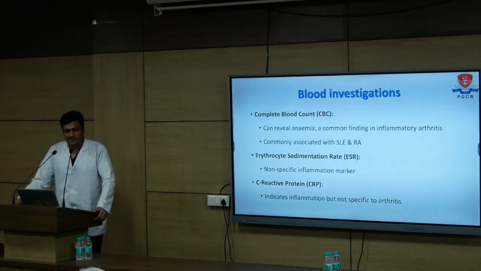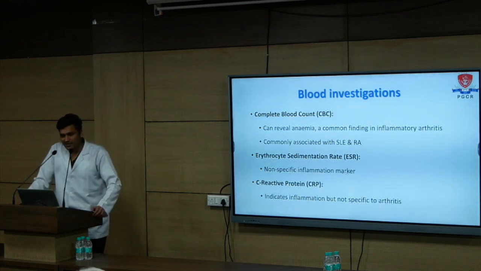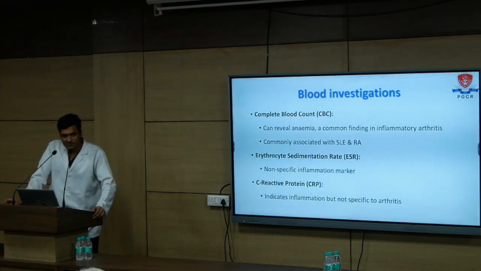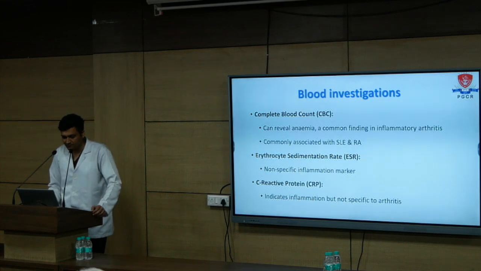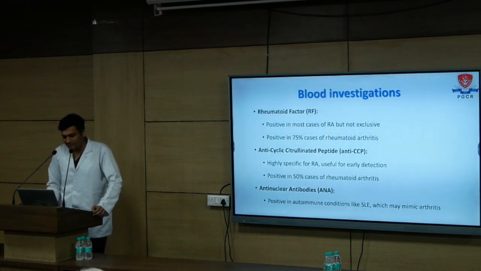Now coming to blood investigations, we will start with some basic common blood investigations such as CBC to reveal anemia, which is commonly associated with SLE and rheumatoid arthritis. There are inflammatory markers such as ESR and CRP which may be raised. These are some specific blood investigations, such as rheumatoid factor and anti-CCP, to rule out rheumatoid arthritis.